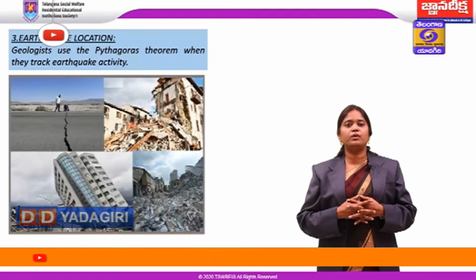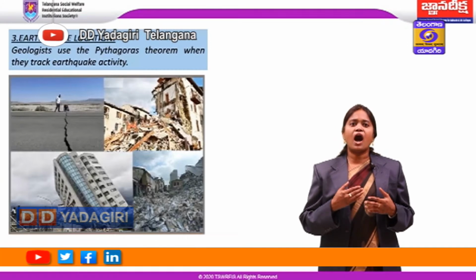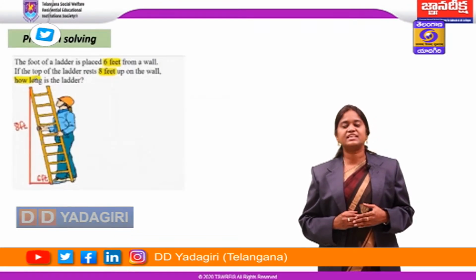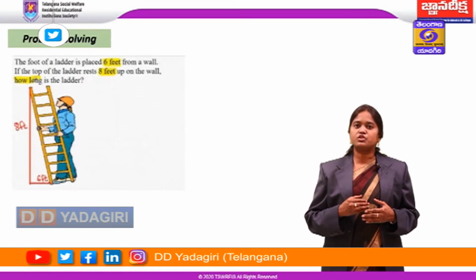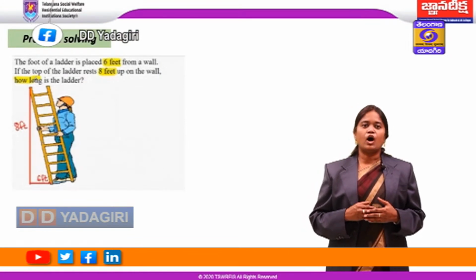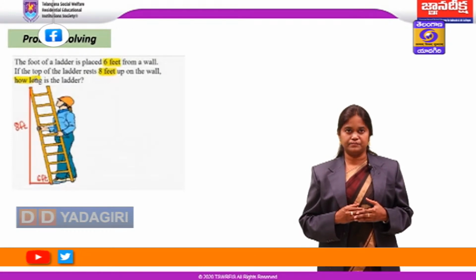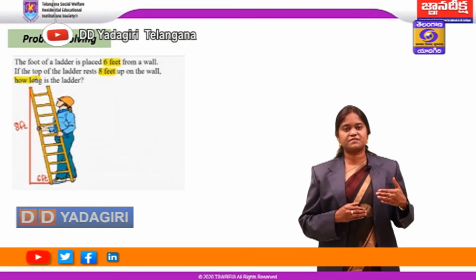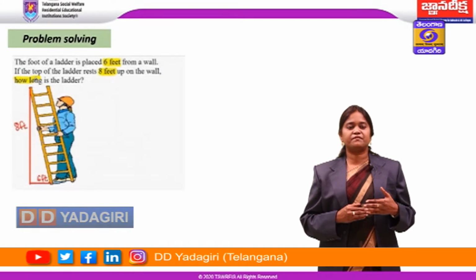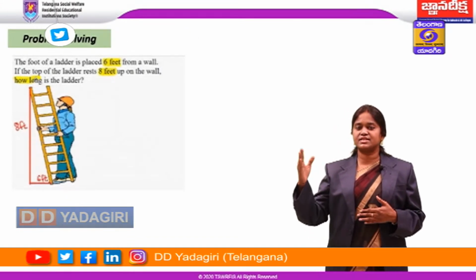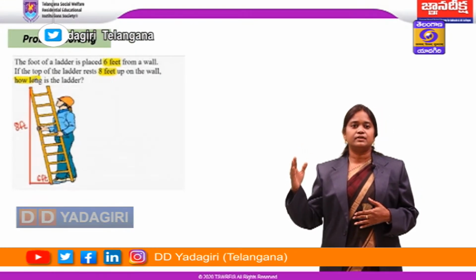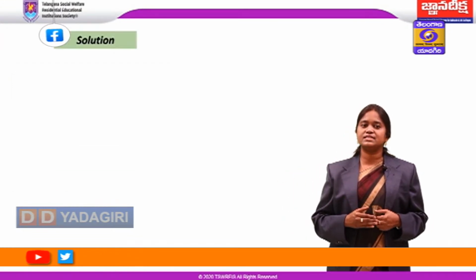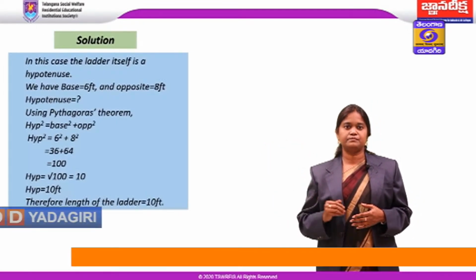Now let's try to solve the problem of this painter who needs to determine how tall the ladder needs to be. The foot of the ladder is placed 6 feet from a wall. If the top of the ladder rests 8 feet up on the wall, how long is the ladder? In this question, a ladder is placed 6 feet from a wall. Let's figure this out. Here is the distance between the wall and the ladder. The distance is 6 feet, which is nothing but base. The length of the wall is 8 feet, which is perpendicular. Draw this figure.